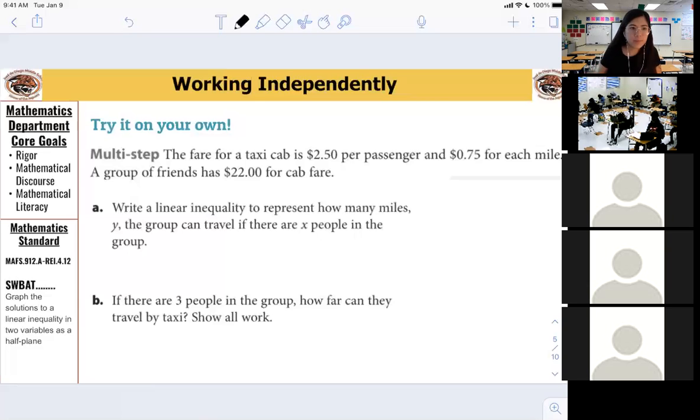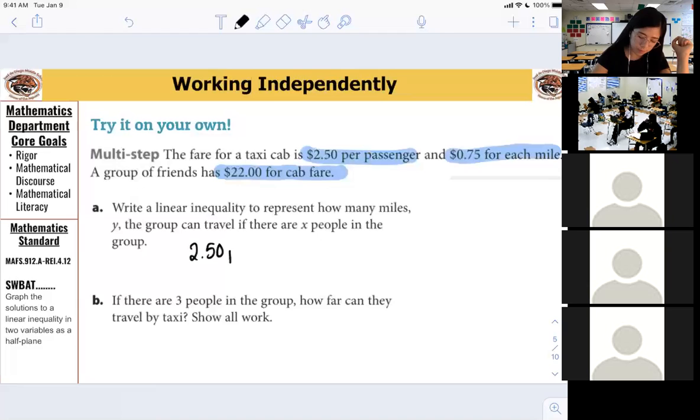Okay. Let's try this. So part A is probably a little bit easier because we were doing this all along. The fare for a taxi cab is $2.50 per passenger and 75 cents for each mile. A group of friends has $22 for the cab fare. Who can give me the inequality? Go for it. $2.50 P. Oh, P is my variable for passenger. Awesome.